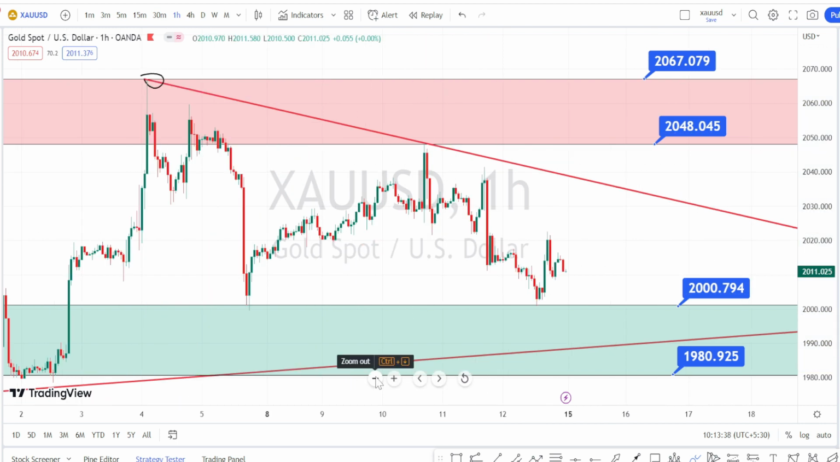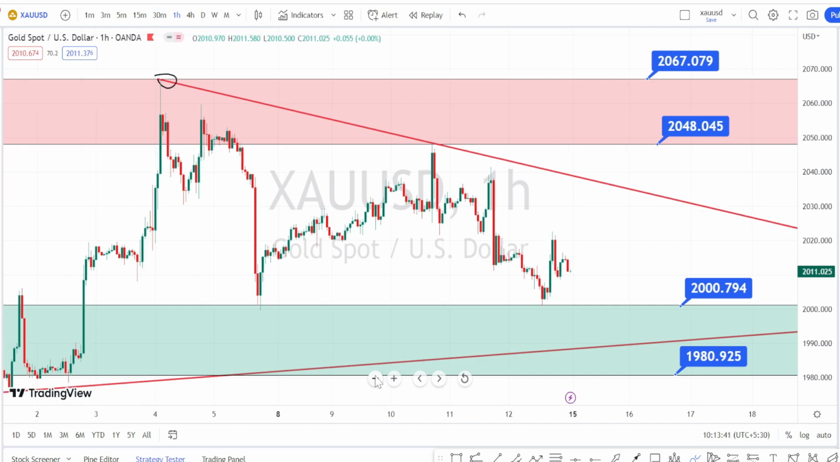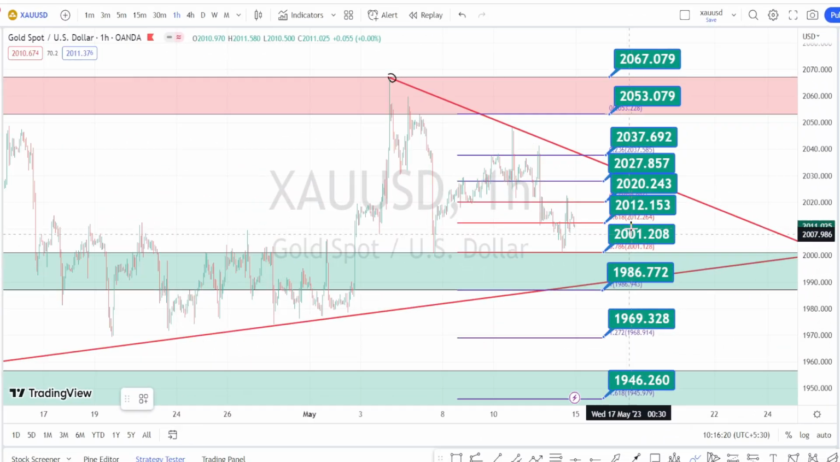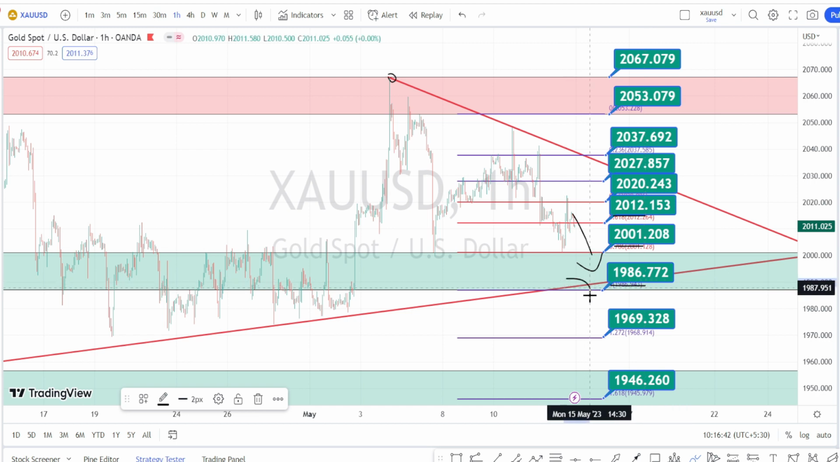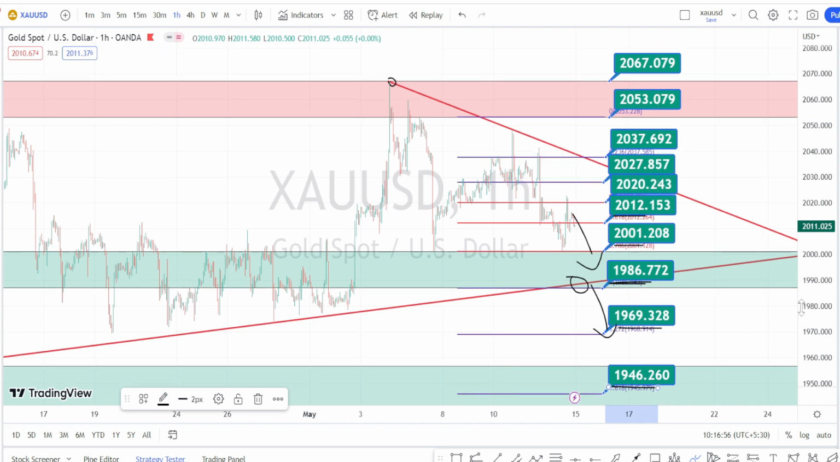When we look at the support and resistance levels for the hourly time frame, currently the price action is trading between the resistance level of 2012 and the support level of 2000. Once the price action breaks the support level of 2000, the next level of support is going to be around 1986. And once this trend line at the support level of 1986 is breached, the next level of support is going to be around 1969 and 1946 on the bearish side.